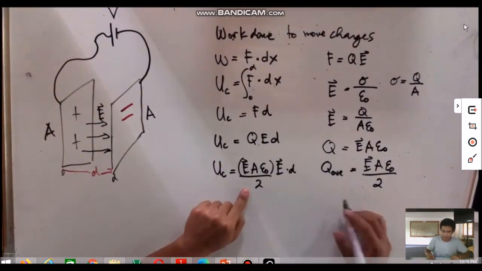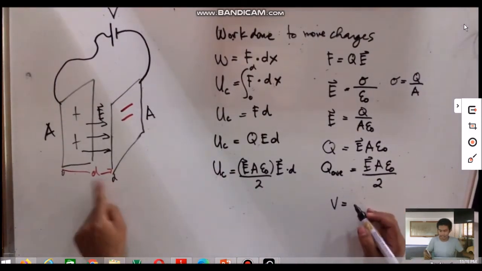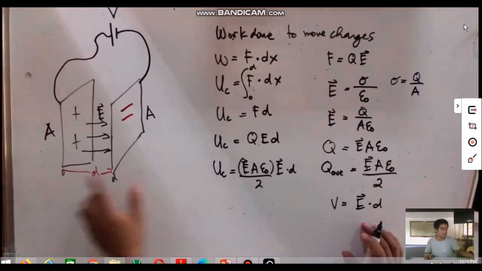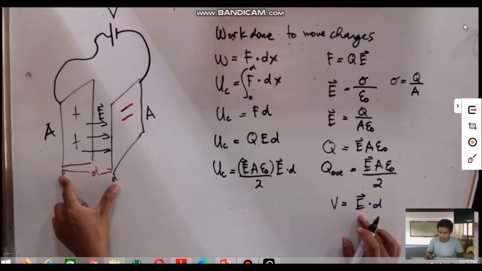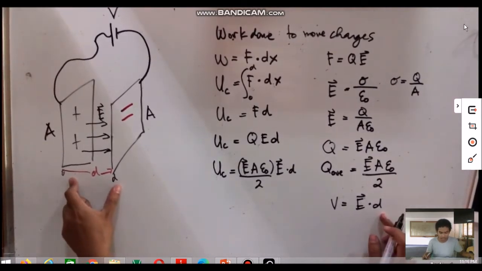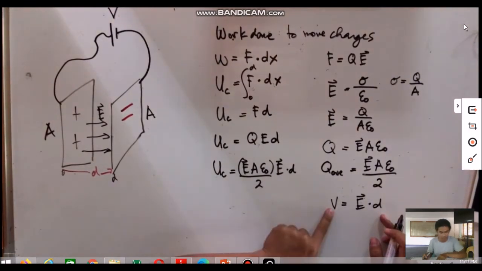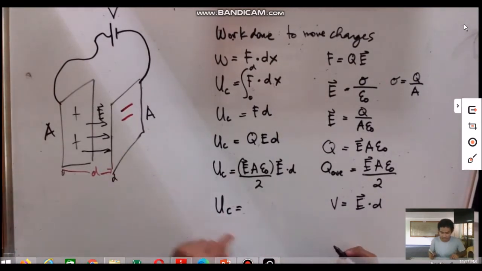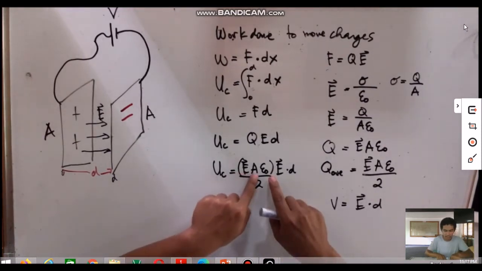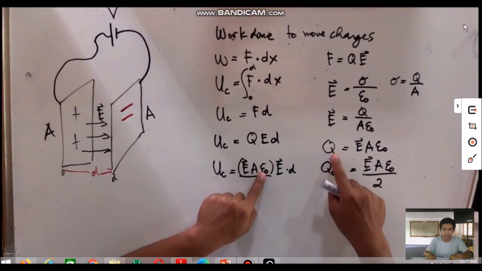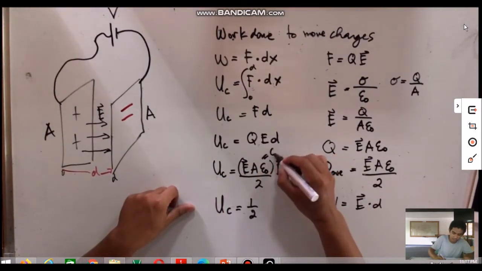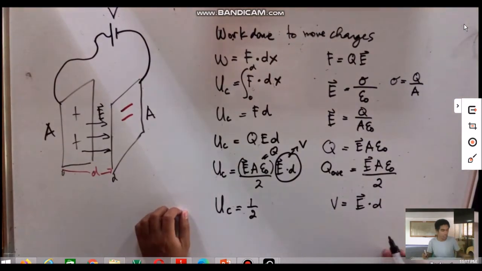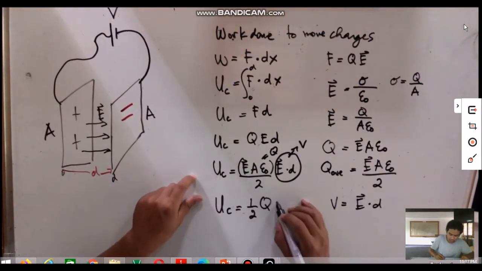So we know that the voltage across these two plates is given by the electric field times the distance between the two plates. If you still recall, the voltage difference between the plates is the electric field times the distance between them. So this is equivalent to the voltage across the two plates. So the potential energy stored in the capacitor will be electric field times area times permittivity of free space, which is just the charge. So we have 1/2, this is the charge, and ED is the voltage across the two plates. So we have 1/2 Q times V.